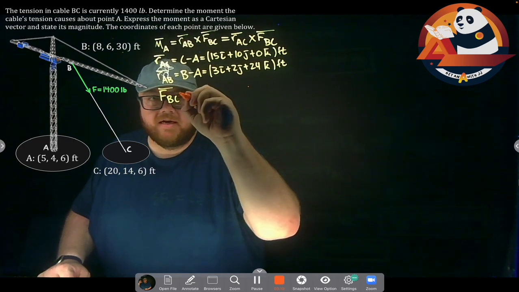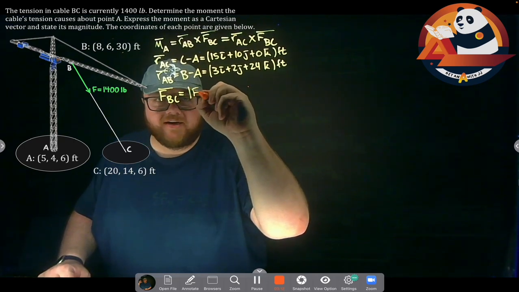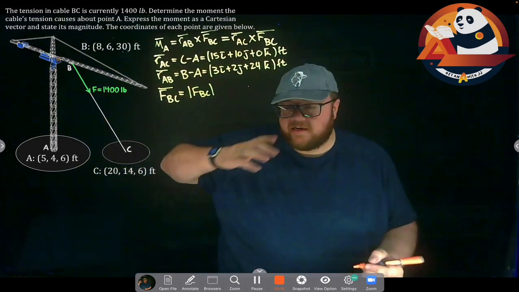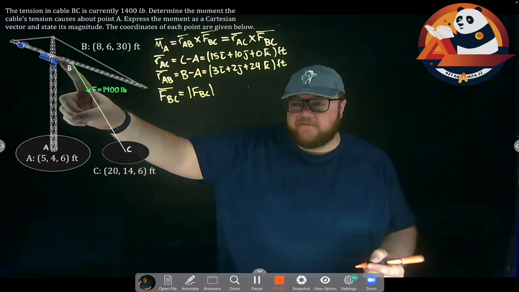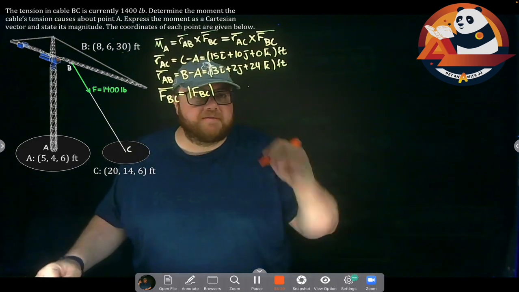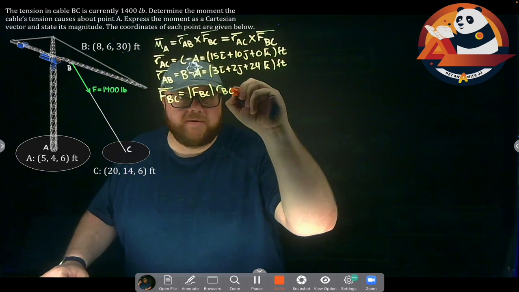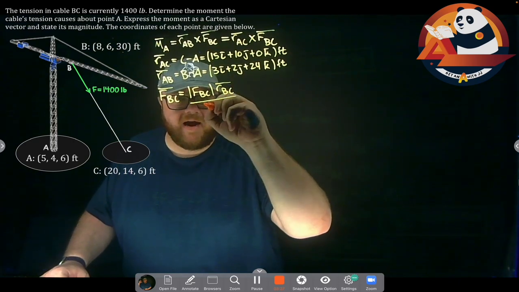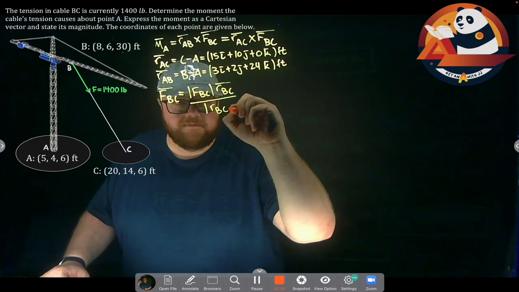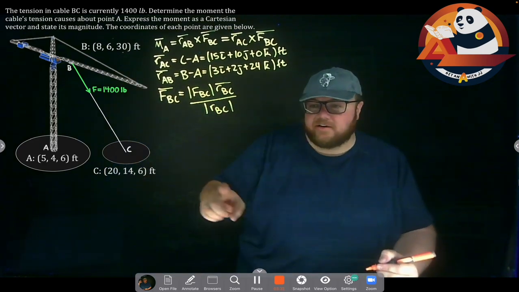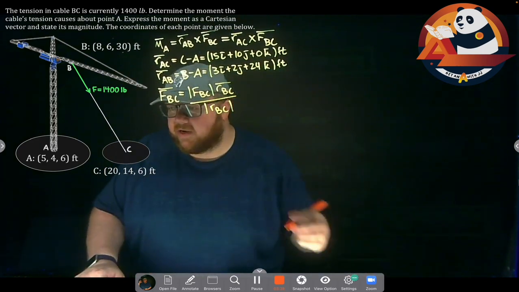To get my force vector set up, I'm going to say that my force vector, FBC, is the magnitude of my force vector times a unit vector, UBC. But that unit vector is a position vector that goes from B to C divided by its magnitude. So we could write that as FBC times RBC divided by the magnitude of RBC. So let's just find each piece in here.